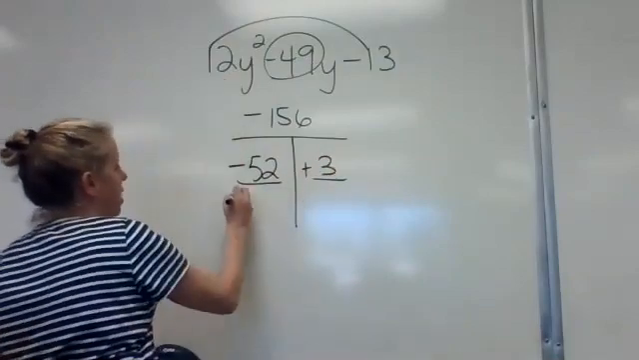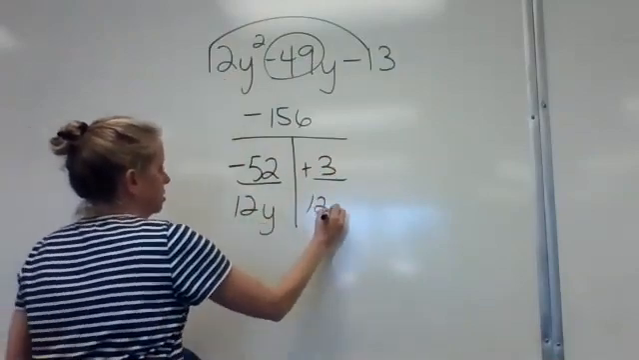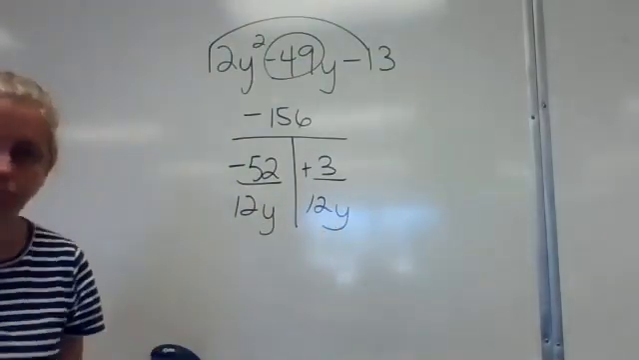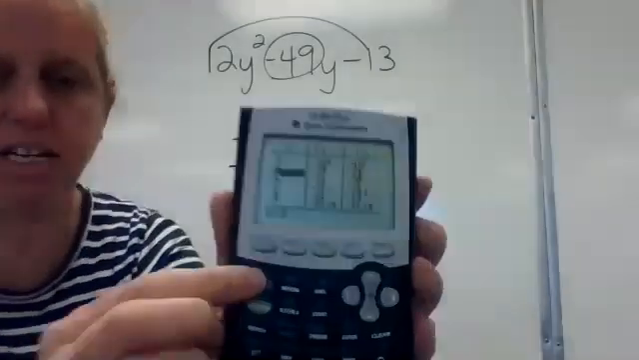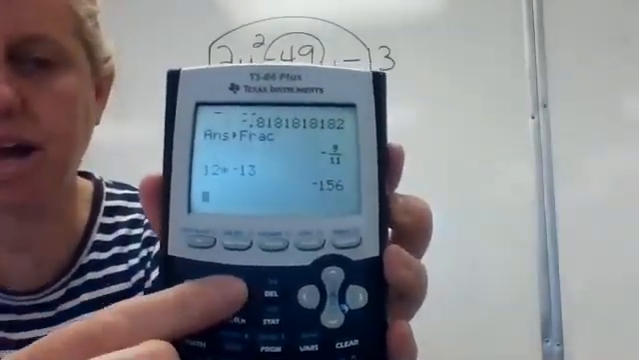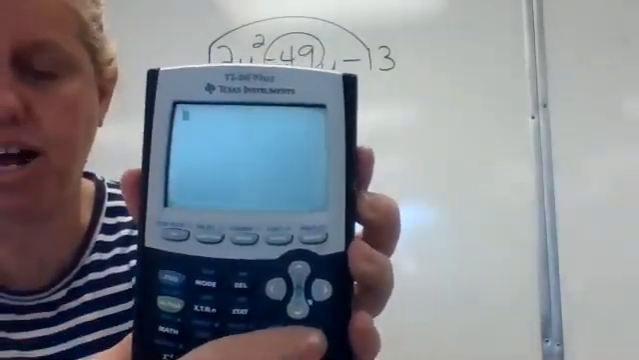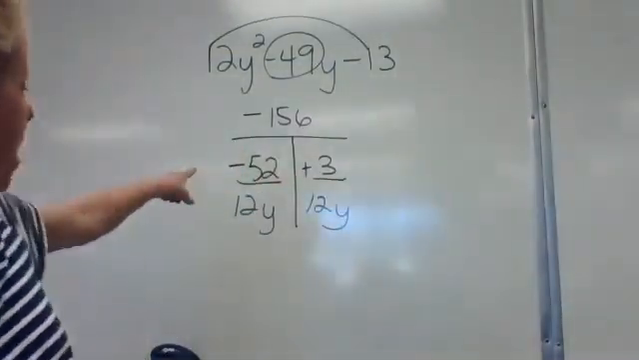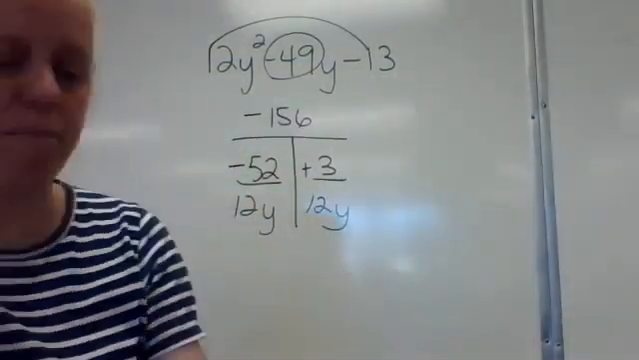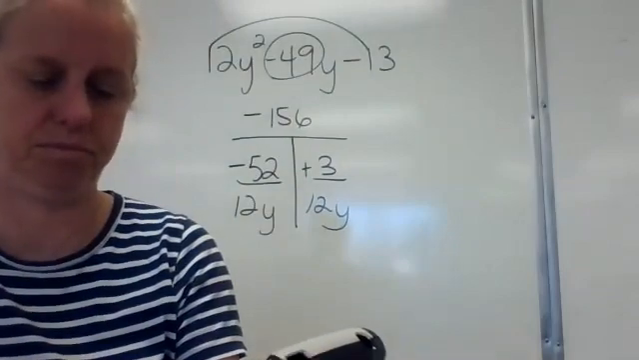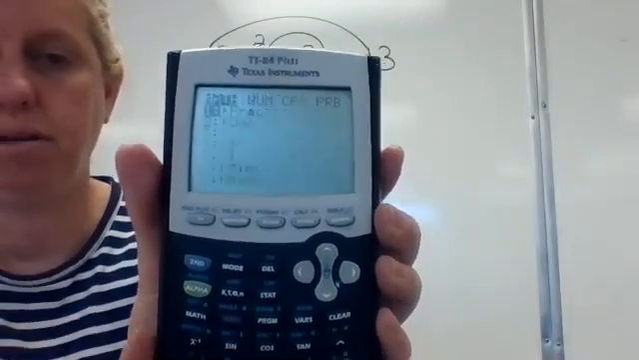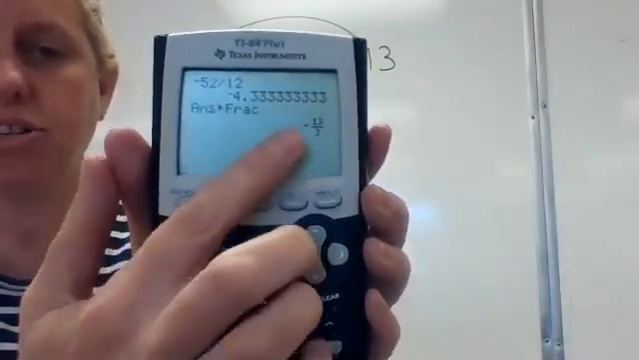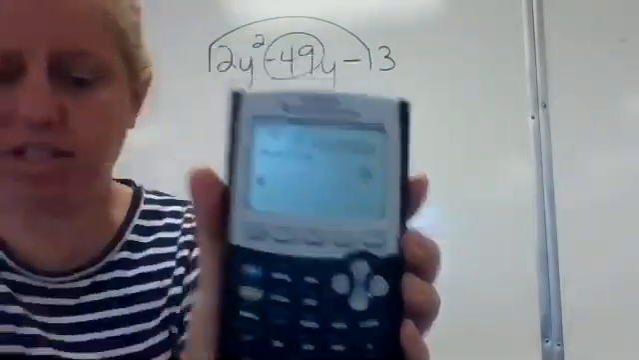Put them both over 12y, and reduce your fraction. So second quit, to get back to the home screen. If you want to clear it out, clear it out. So what is my fraction? Negative 52 divided by 12. Math, enter twice, so that reduces to negative 13/3.